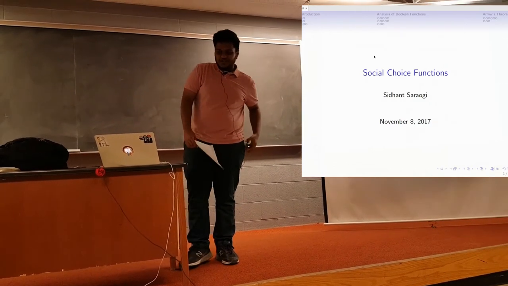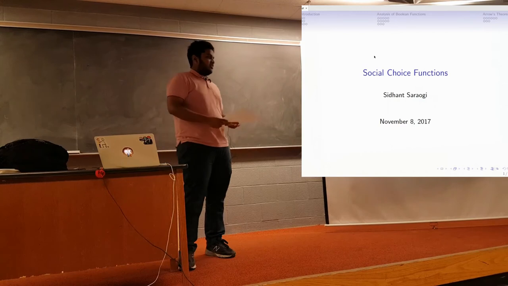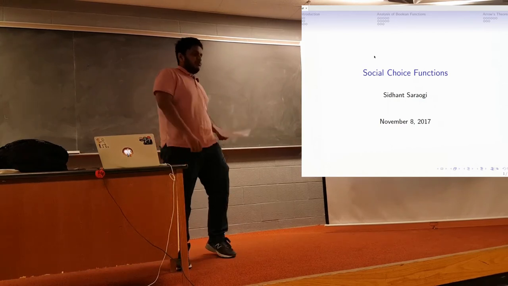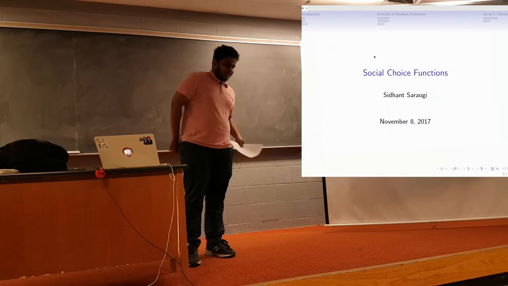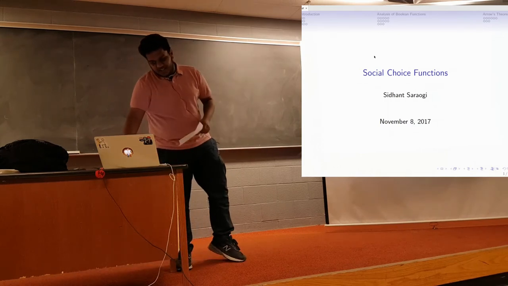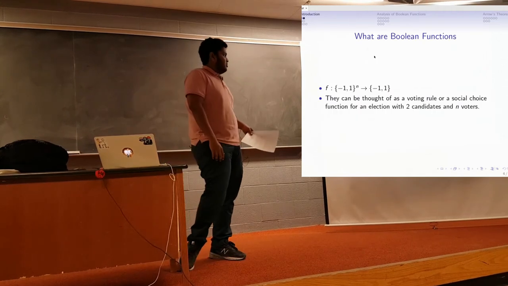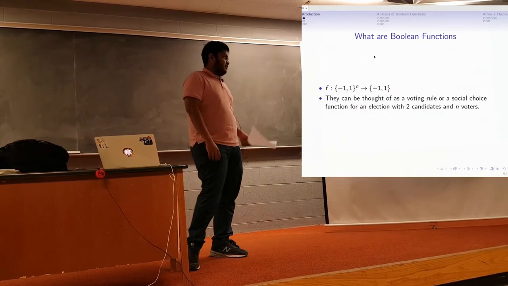So today we're going to talk about social choice functions, which basically help you aggregate the preferences of a population into one choice. And we're going to start off with Boolean functions. A Boolean function is a little bit different from what we see there.